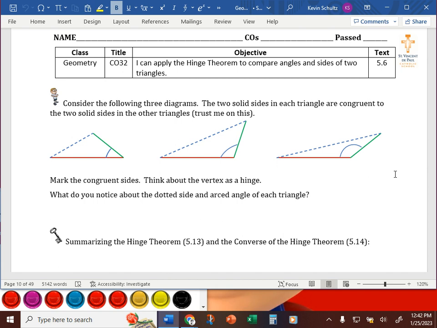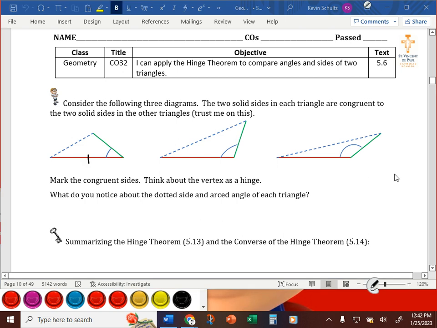So, the 3 red segments are all congruent, okay? And the 3 green segments are all congruent. Now, since you don't have green and red on your page, what I'd like you to do is take your pen or pencil and mark them congruent, okay? So that we have that out of the way.